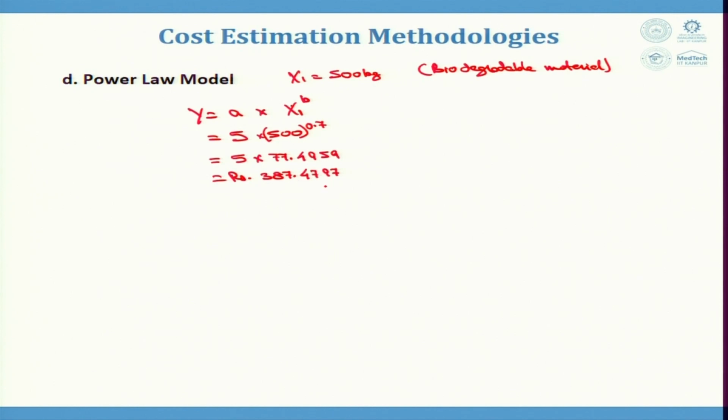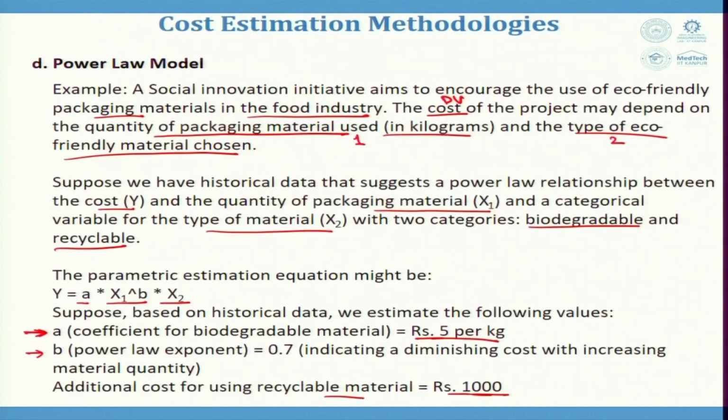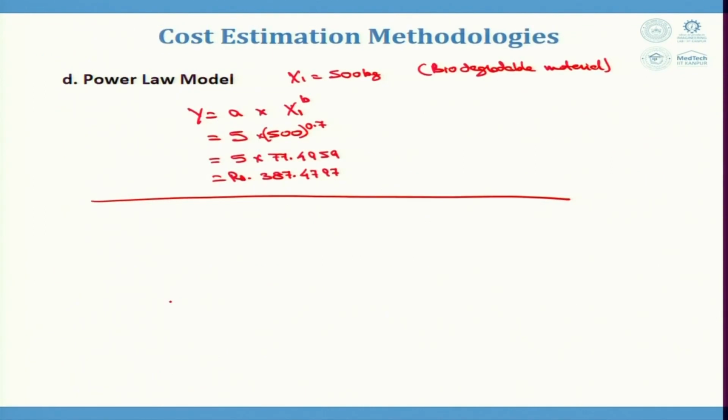You will just know. Now, let us take the second case where the material is recyclable. If the material is recyclable, then we have recyclable material cost, which is factor x2. This also comes into play. Now, my model becomes y is equal to 5 into x1 power B into x2.